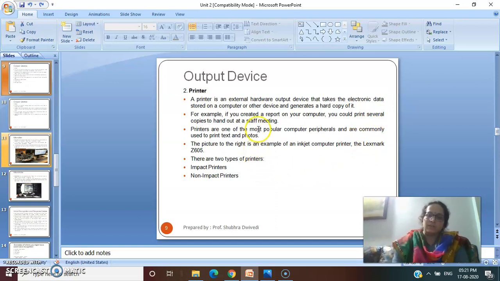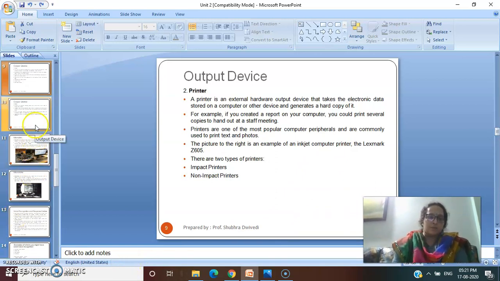Now we will be discussing different types of printers. Basically two types of printers are your impact printers and non-impact printers, which are written over here, but we will be discussing around 4 or 5 types of printers in our coming classes. Okay, along with the image of each type of printer.